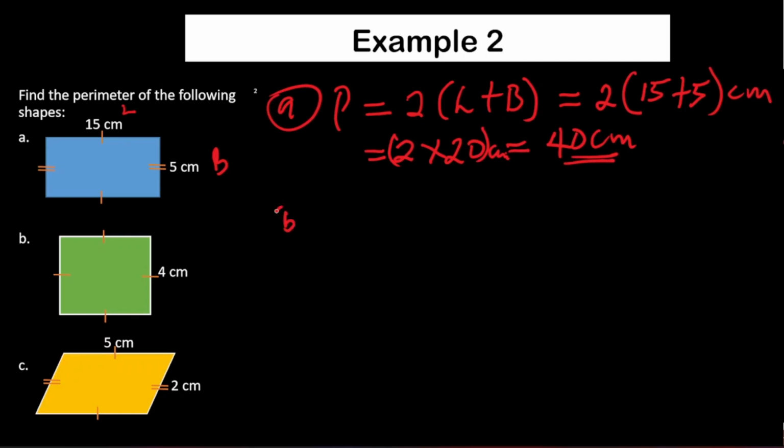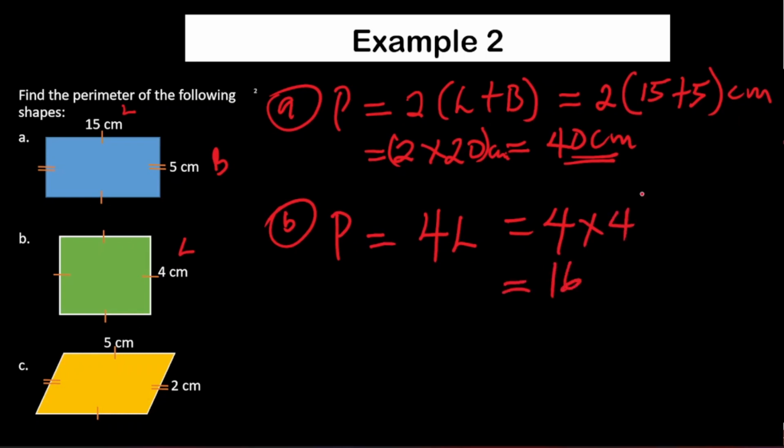Then for B, what we have is a square. And in a square, all the sides are equal, as you can see on the board there. In that case, the perimeter of a square is 4L, and L is equal to 4. So that's 4 multiplied by 4, and that gives us 16 centimeters. 16 centimeters. I hope that is clear.